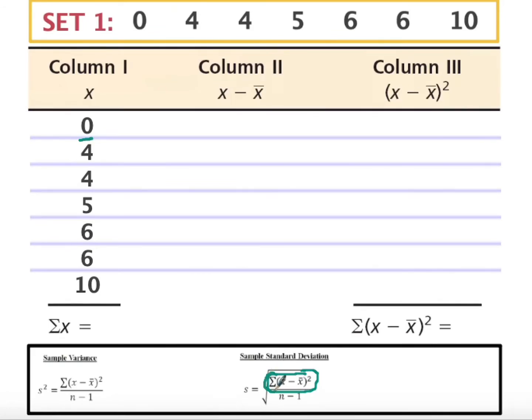And then square it, and then, do you remember what capital sigma meant? Add them all together. So let's try that. Do you remember what the mean was for this set of data? And we're going to be talking sample standard deviation. So I will say that the mean here was 5. When we added all those together, divided by 7, we got 5. And so for column 2 here, I'm going to take each x value and subtract the mean.